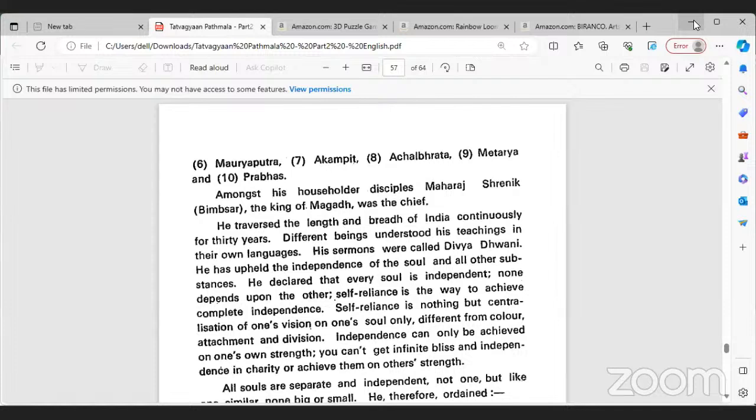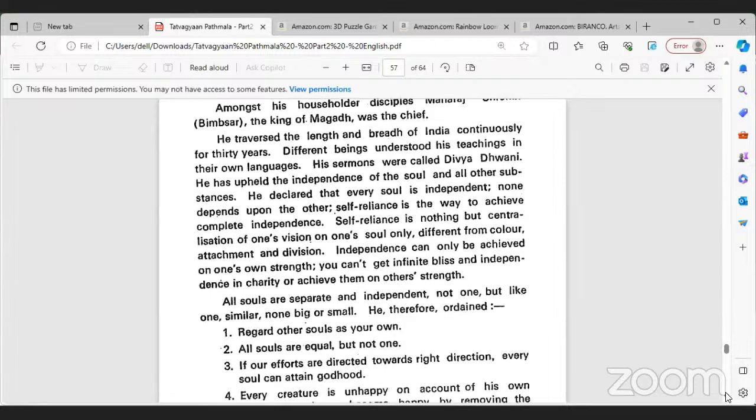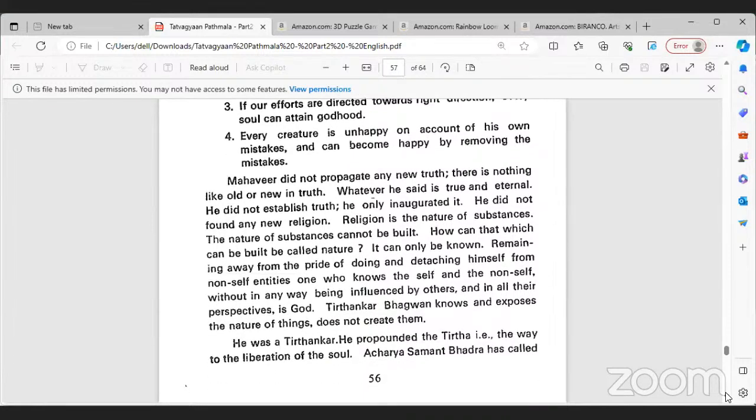Self-reliance is the way to achieve complete independence. Self-reliance is nothing but centralization of one's vision on one's soul only, different from color, attachment, and division. Independence can be achieved on one's own strength. You can't get infinite bliss and independence in charity or achieve them on another's strength. All souls are separate and independent, not one, but like one, similar, none big or small. He therefore ordained: one, regard other souls as your own. Two, all souls are equal but not one. Three, if our efforts are directed in the right direction, every soul can attain godhood. Four, every creature is unhappy on account of his own mistakes and can become happy by removing the mistakes.